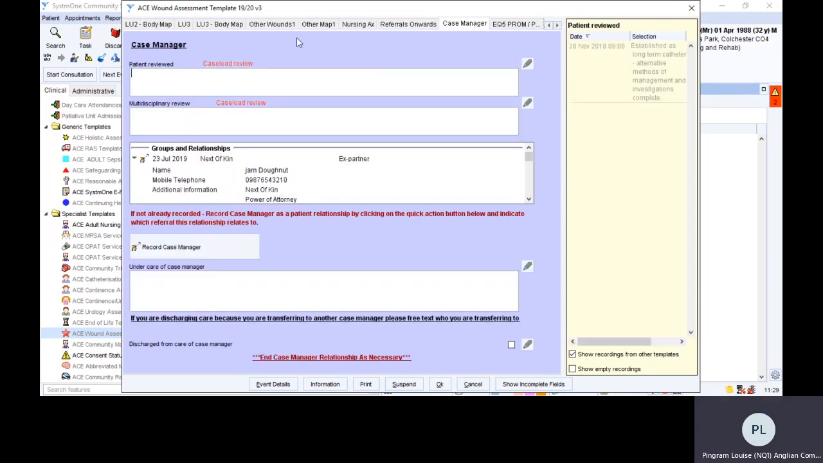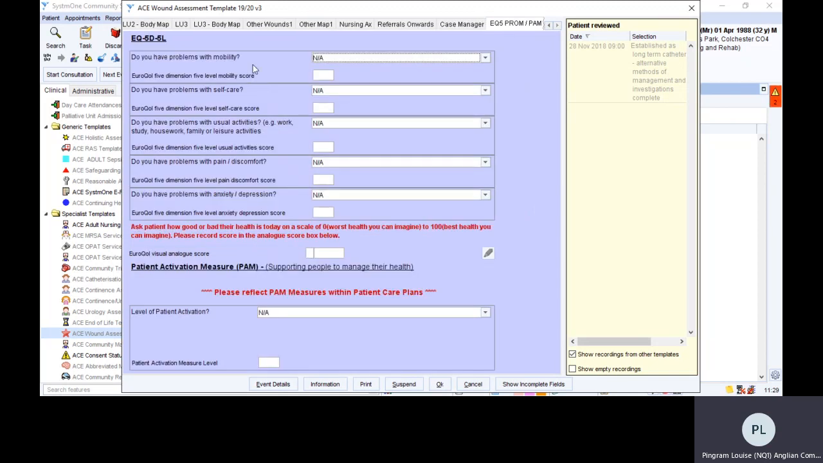Then there is just a case manager box, which is really for the management of patients. So this is really where you would fill in if you had a caseload review. You could write in there, the patient has been reviewed and this is what was discussed at the caseload review. It's a really good way to be able to monitor what's going on with your patients.